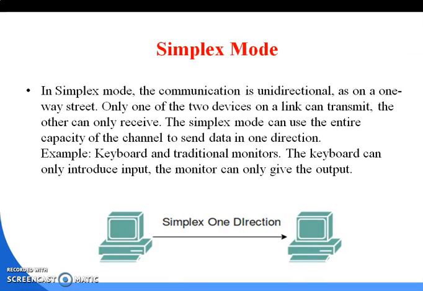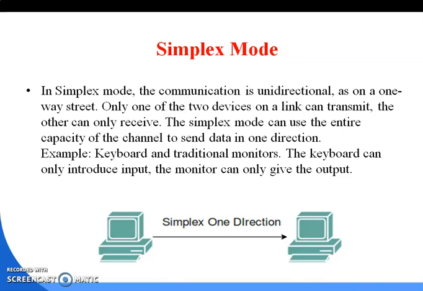So first is simplex mode. In simplex mode, the communication is unidirectional, as on a one-way street. Only one of the two devices on a link can transmit, the other can only receive. The simplex mode can use the entire capacity of the channel to send data in one direction. Example, keyboard and traditional monitors. The keyboard can only introduce the input, the monitor can only give the output.